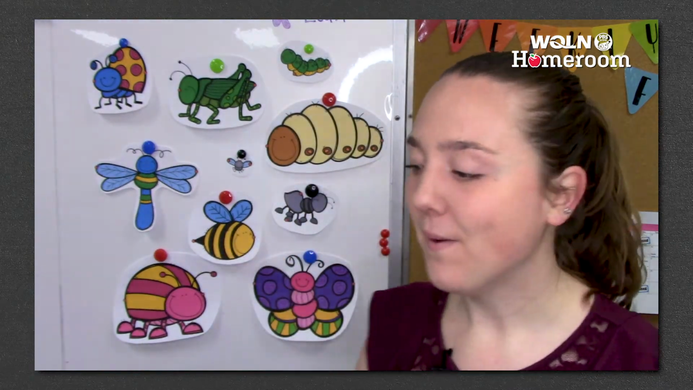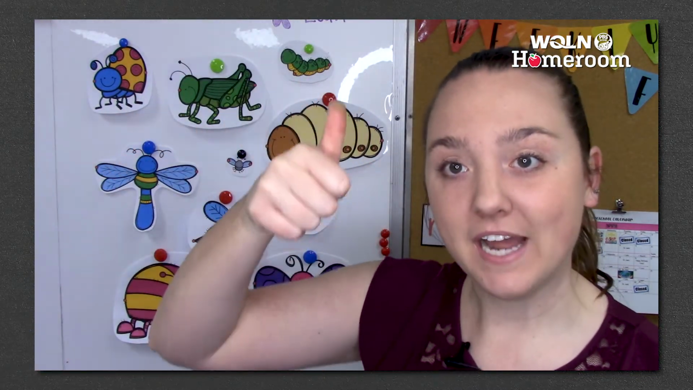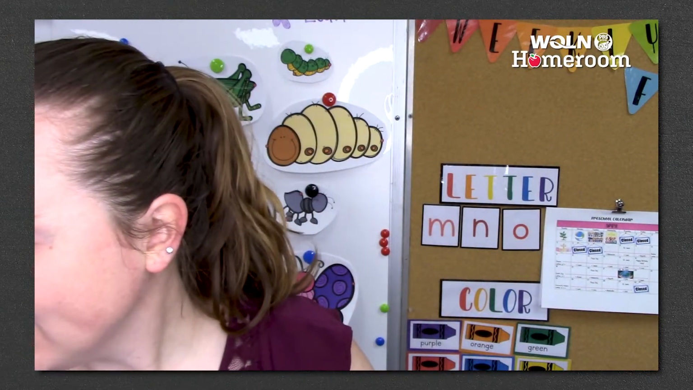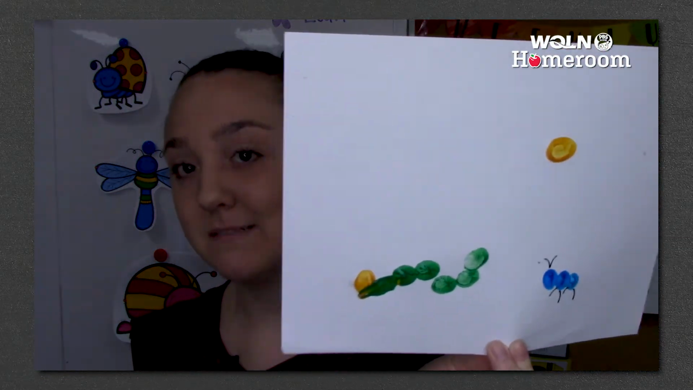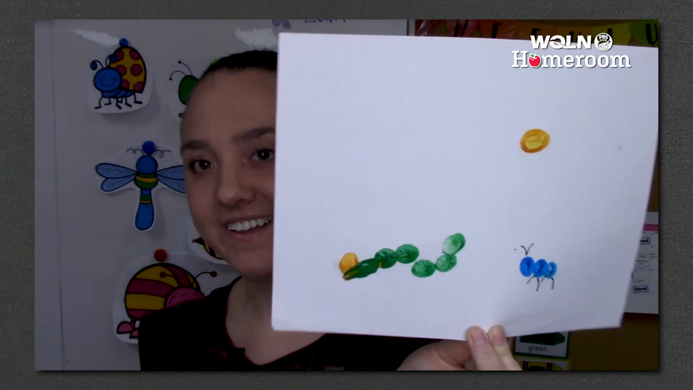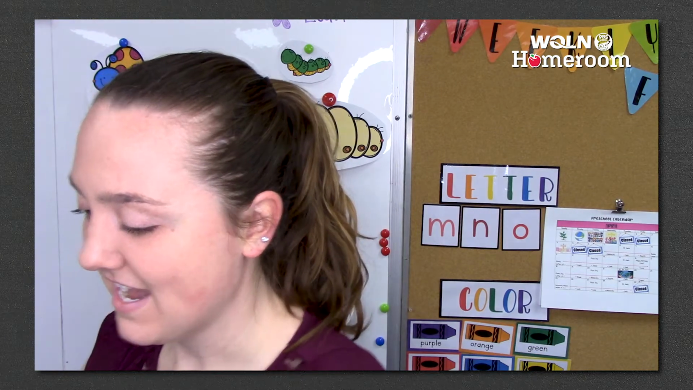And now I'm gonna make a bee. I don't have yellow paint. I know our bee right here is yellow, but I do have some orange. So I'm going to take my thumb, because it's the biggest fingerprint I have, and I am going to get my orange paint, and I'm gonna stick him in the air above the rest of my insects, because bees fly.